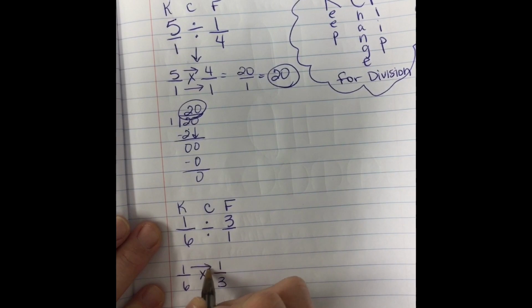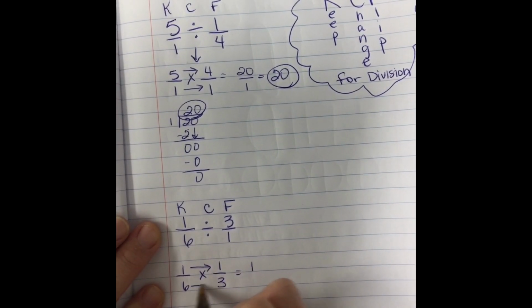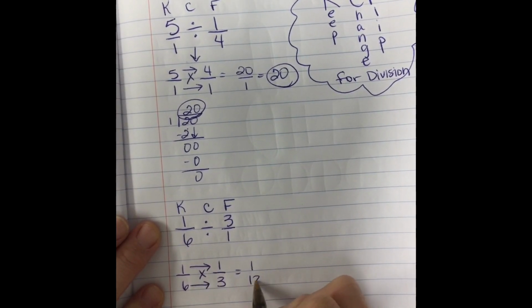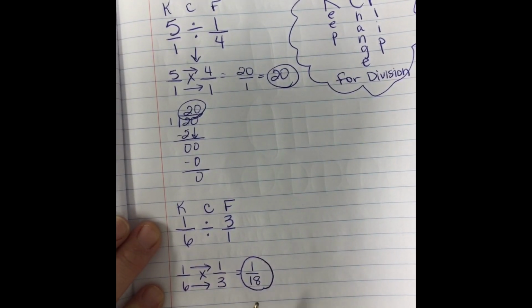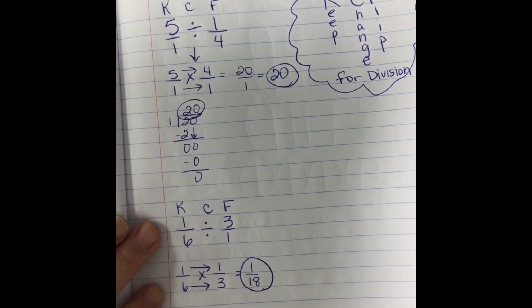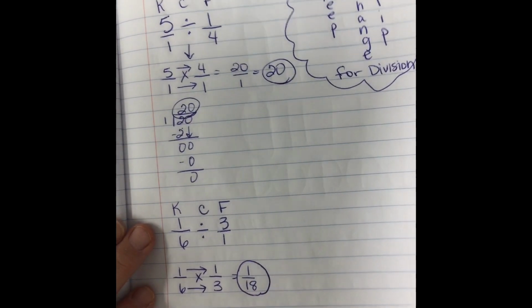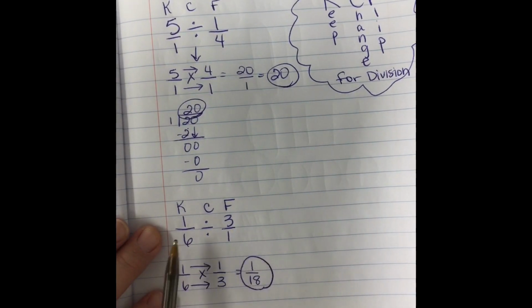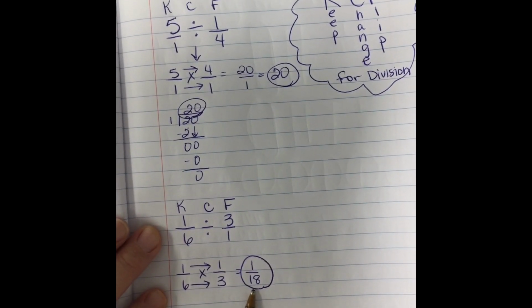Multiply numerator times numerator, and I get 1. Denominator times denominator, I get 18. That is your answer. You don't type that. It is not a whole number. 1 is the numerator. It has to be the answer. Okay, so notice, started with a fraction, ended with a fraction.